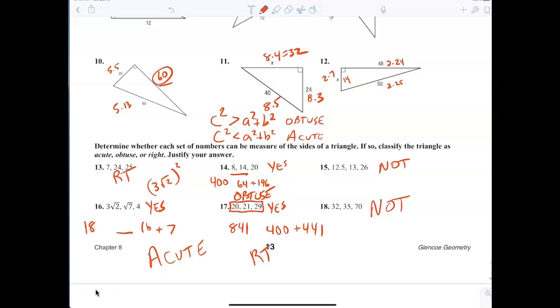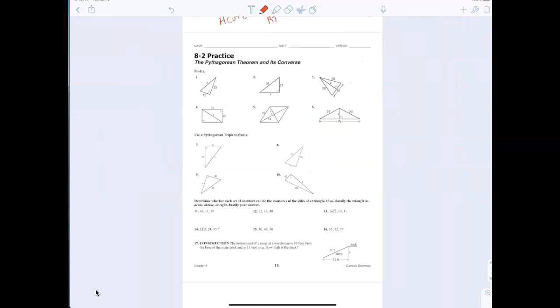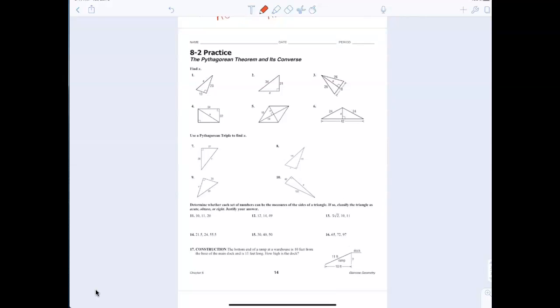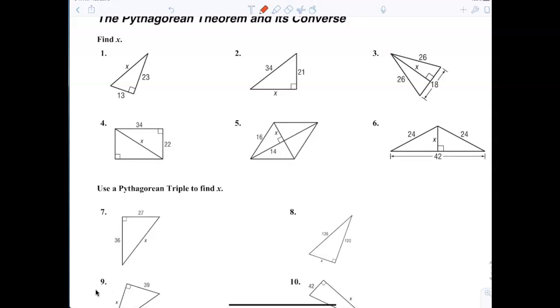So your job now, tonight, please give it a shot. 8.2. All right, give that a shot. Now, also, leave the square root. We're not doing decimals. Everybody agree with that? All right, so if I'm looking at number 1 right off the bat, that's kind of silly. So x is equal to the square root of 13 squared plus 23 squared. Easy. All right, you guys finish up now.